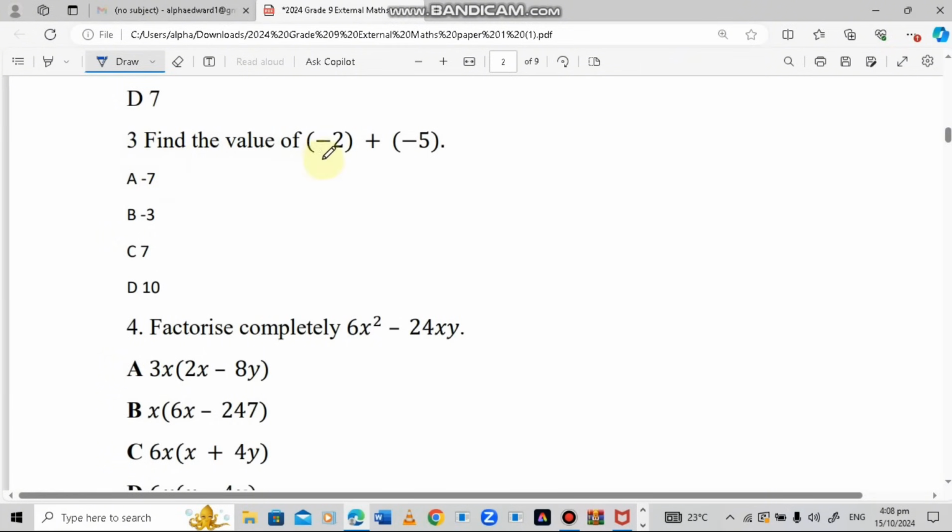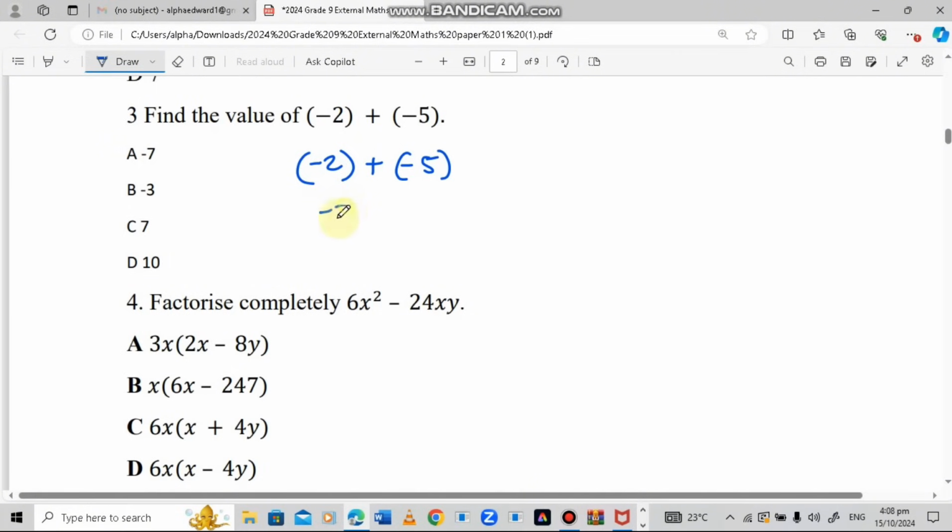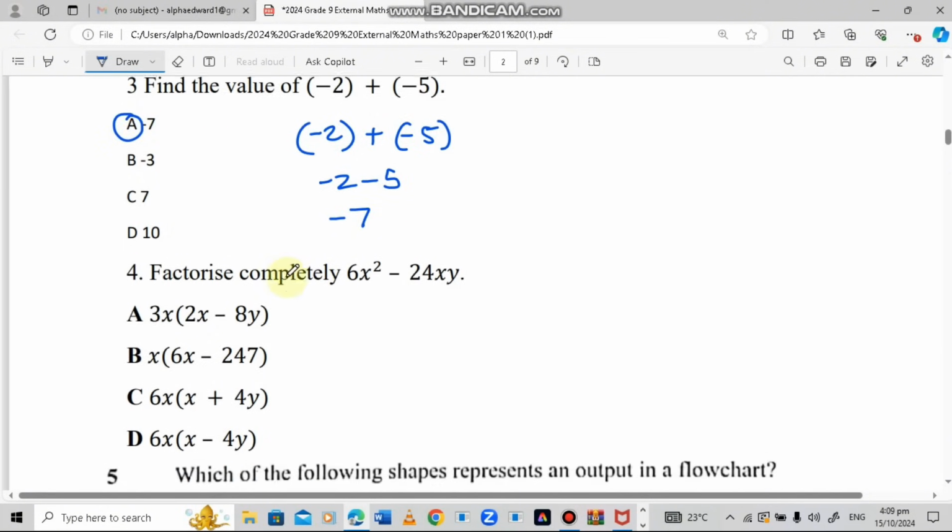Then question 3 says find the value of -2 plus -5. So this is same as -2, positive times negative is negative, -5. So here you are having -2 minus 5. You are starting with a negative number and you are making it more negative by 5 steps. So it's like you're adding 2 plus 5, which is 7. And because you are making this number more negative, you're going to have -7. So the answer is -7.